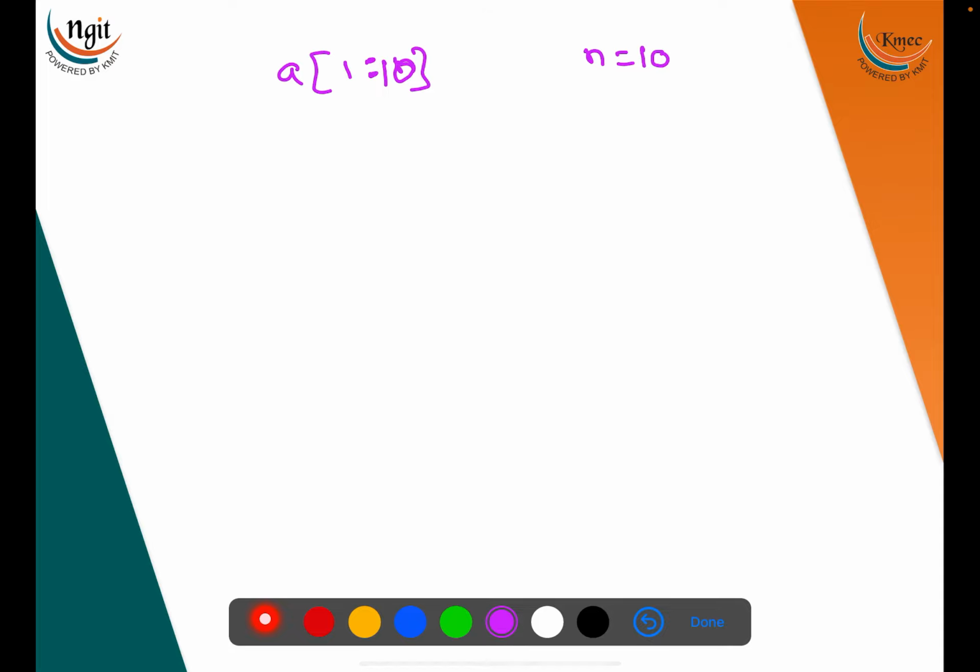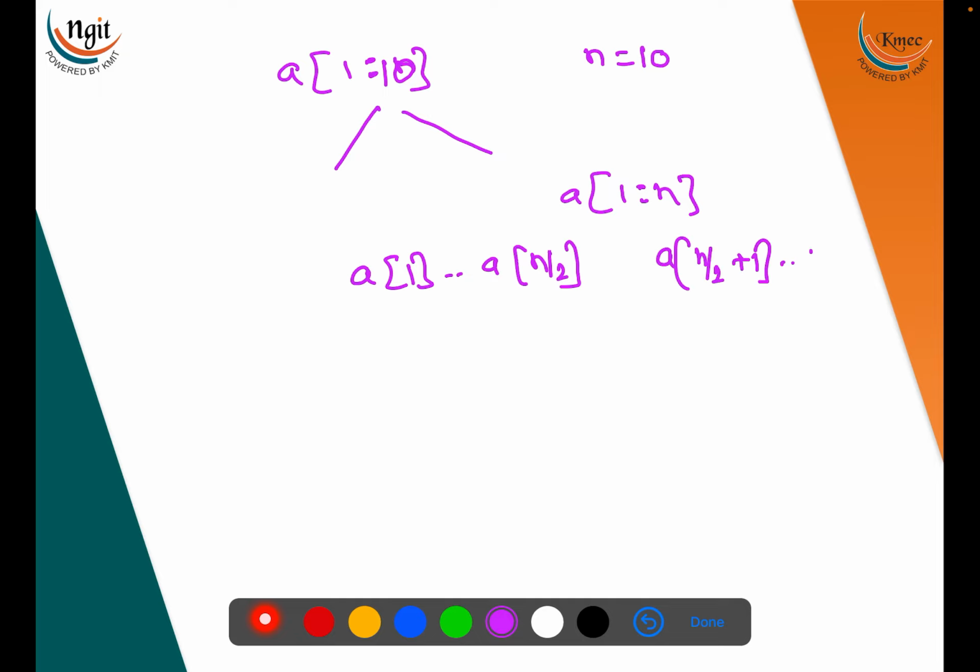Now how merge sort works is, we divide this list into two halves. That means if A has n elements, the two halves are: A from 1 to A of n by 2 is one subproblem, and A of n by 2 plus 1 to A of n is the other subproblem. Till the number of problems is 1, you apply the same function recursively. This is the merge sort ideology.